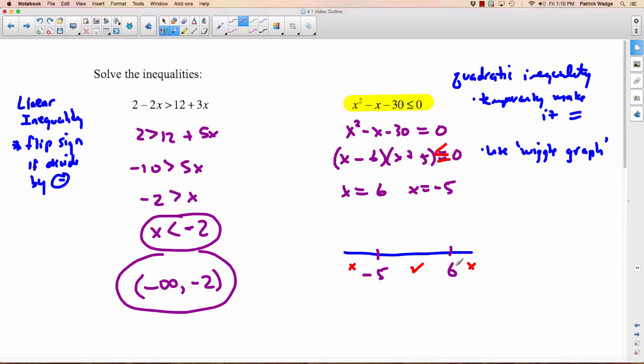So for example, if I was going to do up here and I was going to use 10, you just go 10 minus 6, well that's positive. 10 plus 5, well that's positive. Positive times a positive? It's positive. So positive is definitely not less than 0. So I know this one didn't work.